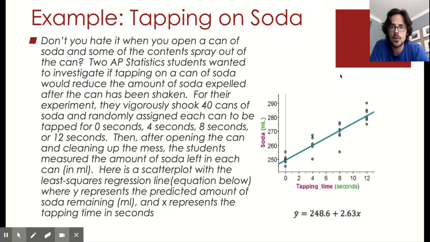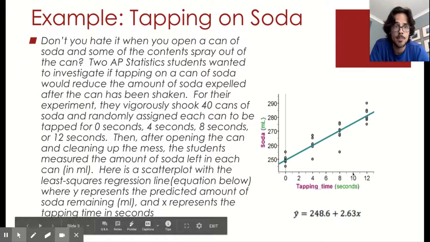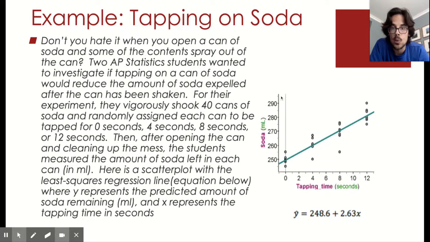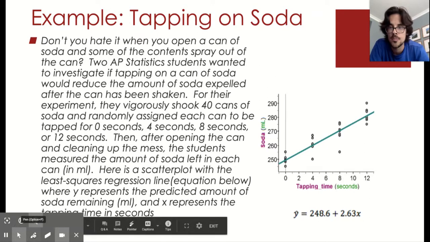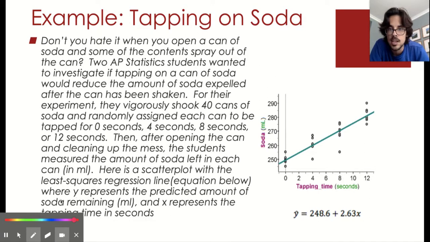So their variables in this problem are how long you tap the can for on the X. That was their explanatory. And then their response variable is going to be the soda that is remaining in the can. So a higher soda content right here, this just says soda, which is less clear. But in the problem, it says that it's the soda remaining. So it might even be good to add soda remaining here.